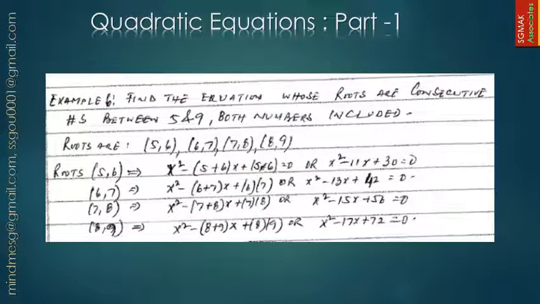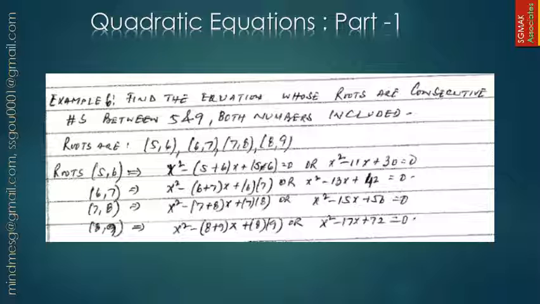Find the equation whose roots are consecutive numbers between 5 and 9, both numbers included. So we are looking at roots between 5 and 9, consecutive numbers of 5 and 6, 6 and 7, 7 and 8, 8 and 9. So there are 4 possibilities.